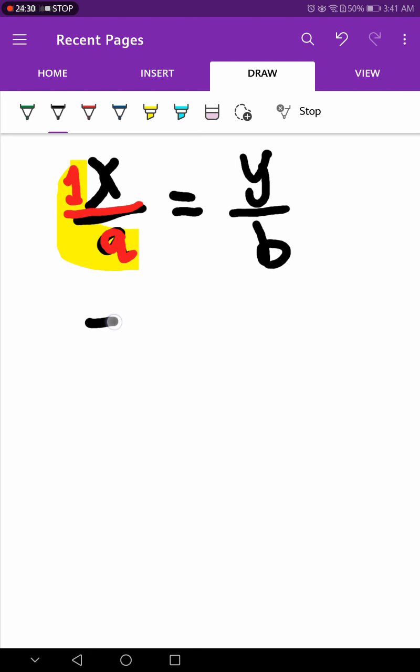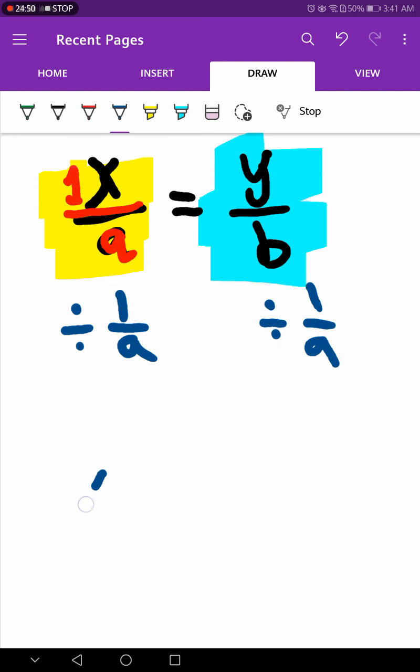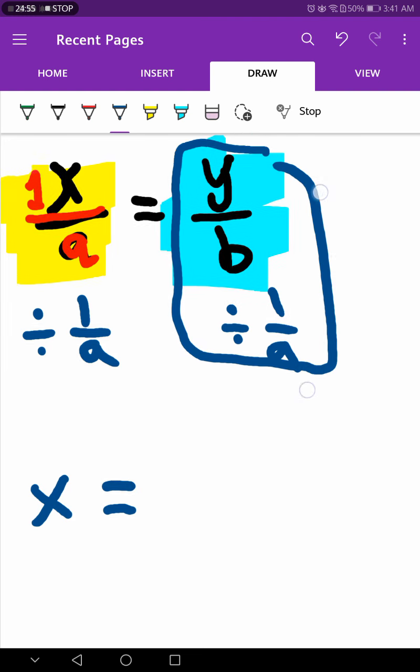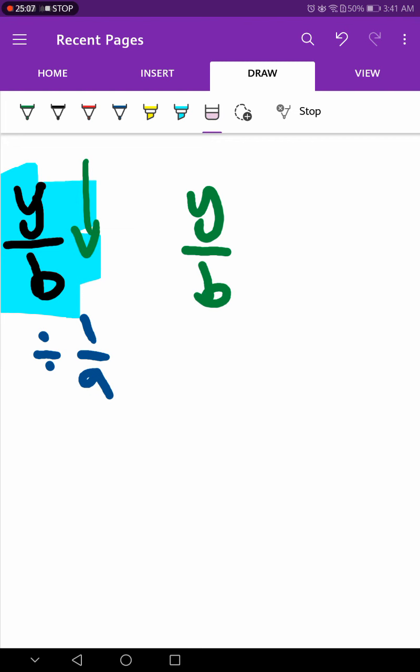Yes, so divide by 1 over A, and this side, let me change the color. So this is the left side and this is the right side. I will divide by 1 over A, divide by 1 over A. The X comes happy and waiting. What will happen here? Let us take it here. We apply what we learned: Y over B, from up to down, divided by 1 over A.